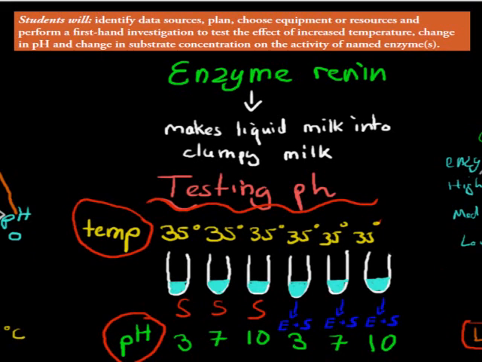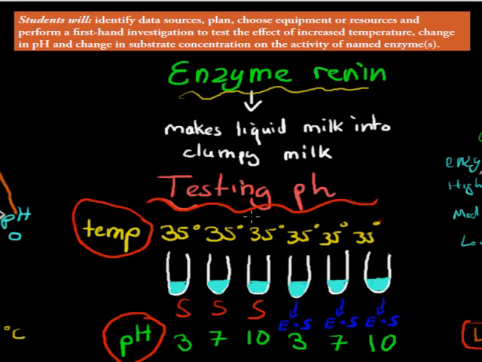We also did this prac. So remember the prac, the actual syllabus dot point said we should test the effects of increased temperature, change in pH, and change in substrate concentration on the activity of a named enzyme. The enzyme we used in this video was the enzyme renin. What it does is turn normal milk into clumpy milk. So we know the enzyme was active, that something happened, if normal milk turns into clumpy milk.